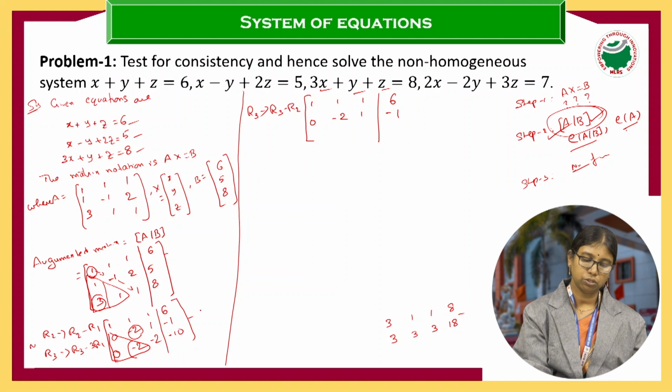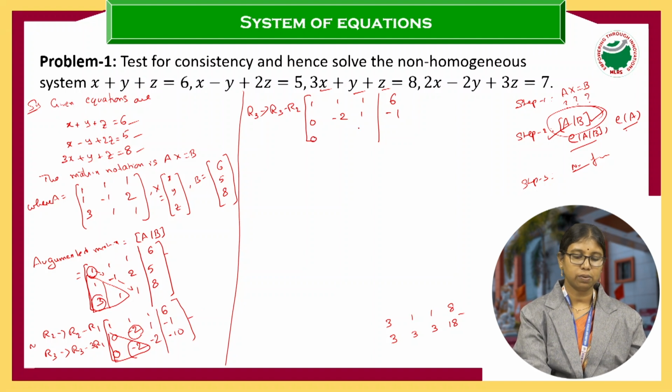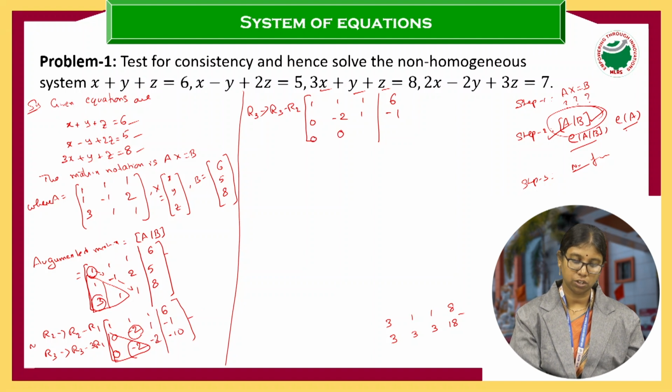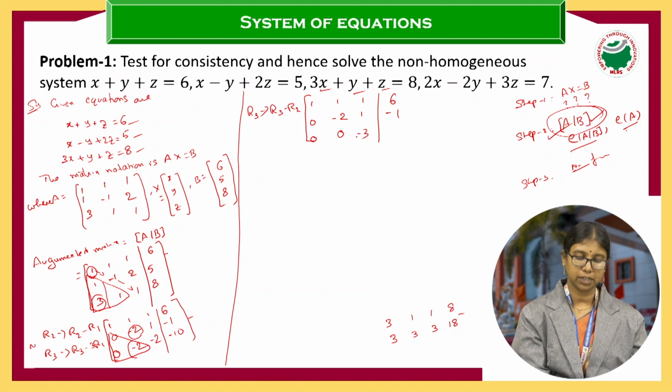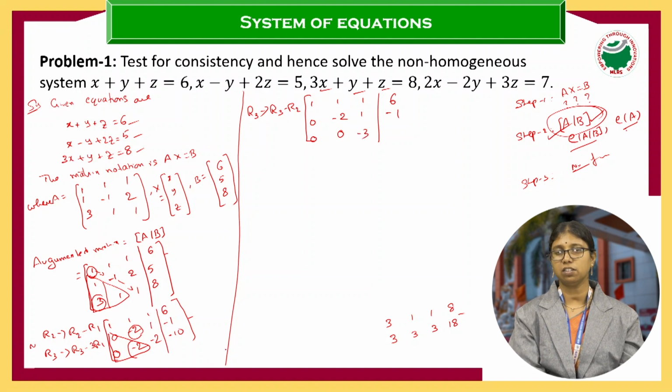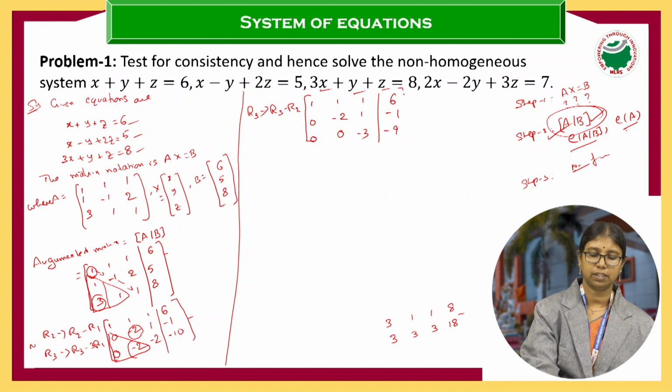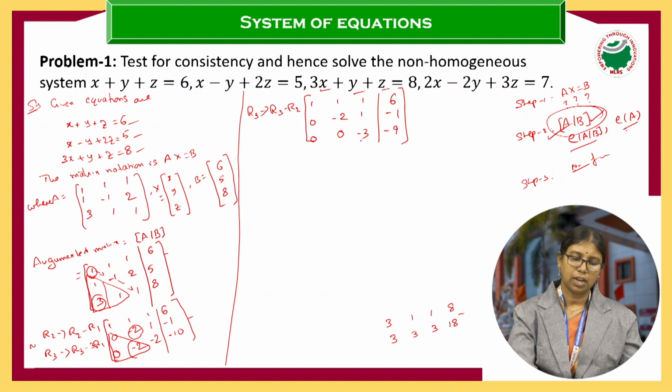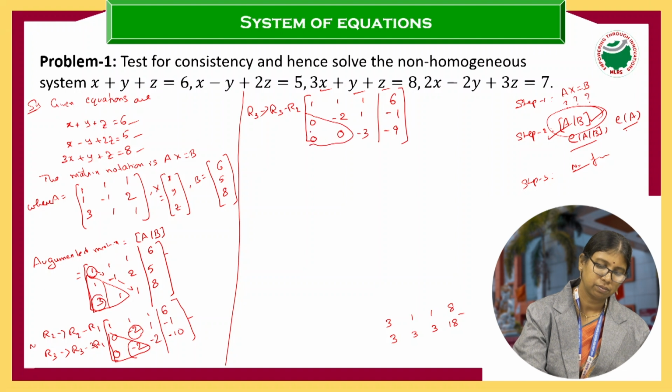Now subtract these two rows: 0, then minus 2 minus of minus 2 plus 2, that is also 0. Minus 2 minus 1 is minus 3. Next, minus 10, minus of minus 1 is plus 1, so that is minus 9. So we got an upper triangular matrix.